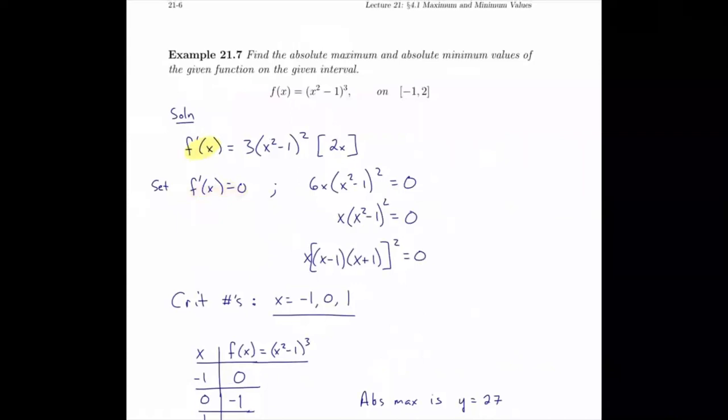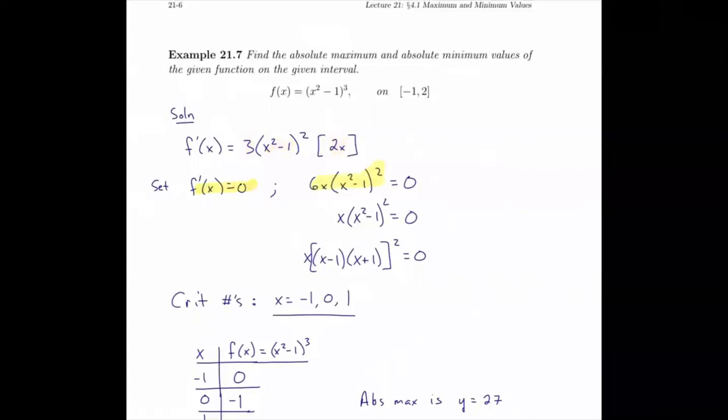But to calculate f prime of x, I need a chain rule. 3 comes down. This power is reduced to a 2. Inside is the function x squared minus 1. I need to multiply that through the chain rule times the derivative of x squared minus 1. Well, the derivative of x squared minus 1 is 2x. So there we go. We've just taken the derivative, maybe some simplifications in order. This is going to turn into a 6x times (x squared minus 1) quantity squared. That's exactly what we see here.